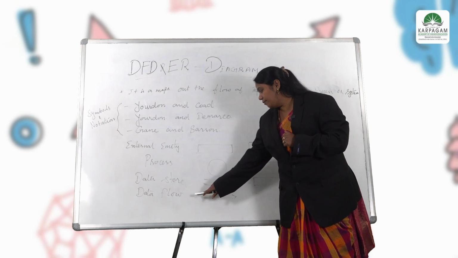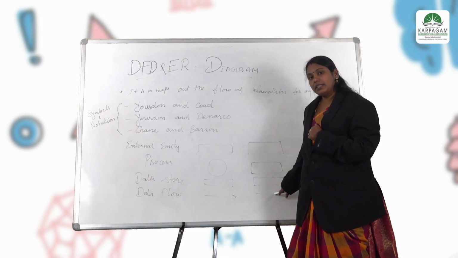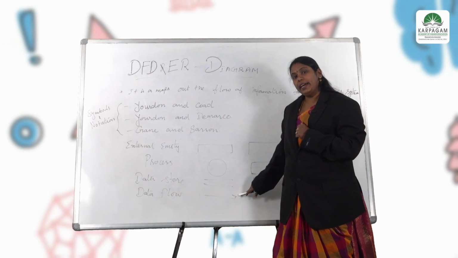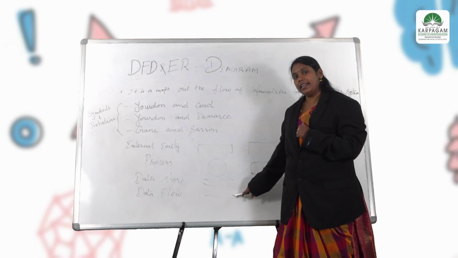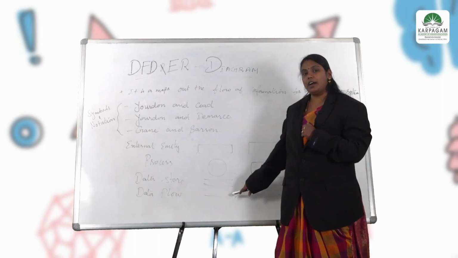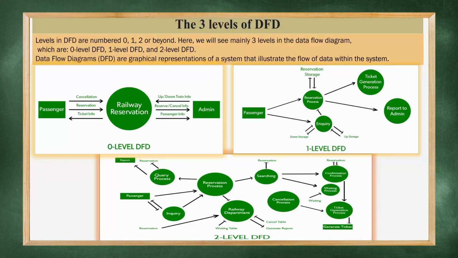Then the data flow commonly uses the arrow mark symbol, which can be omnidirectional, left direction, or right direction. Mostly we use the symbols of directions. So these four symbols mainly concentrate on the DFD processing method. Next, we will continue with the concept of DFD levels.